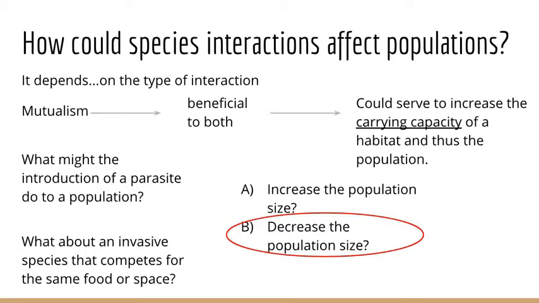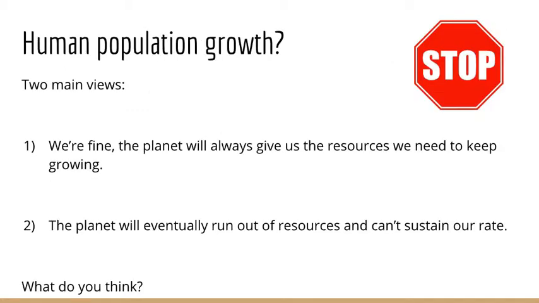Now we have to think about human population growth, and there's really two main views. One of them is that we're fine, the planet will always give us the resources we need, and we'll just keep growing. Number 2, the planet's eventually going to run out of resources, and we won't be able to sustain our current rate of growth. So what do you think? Stop for a minute. Think to yourself. There is a third option, and the third option might be that we colonize Mars, which is becoming increasingly more realistic and slightly scary to think about.